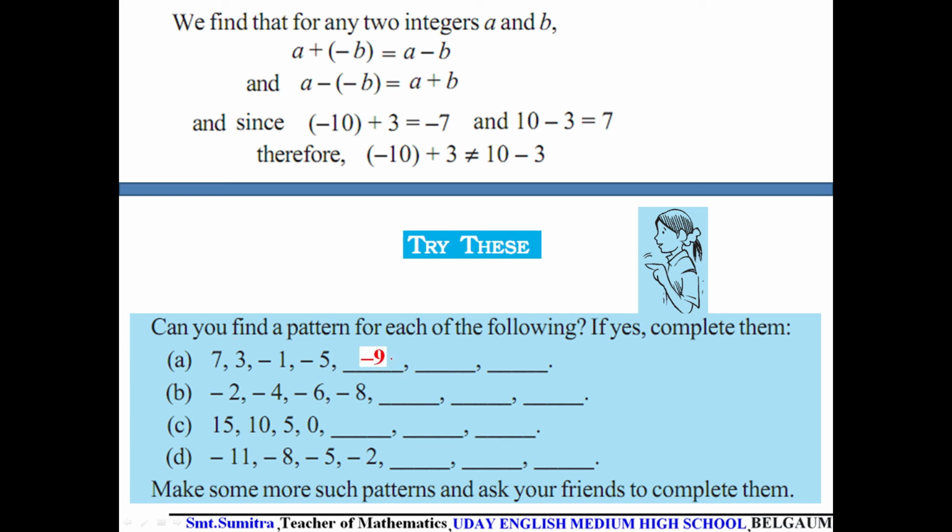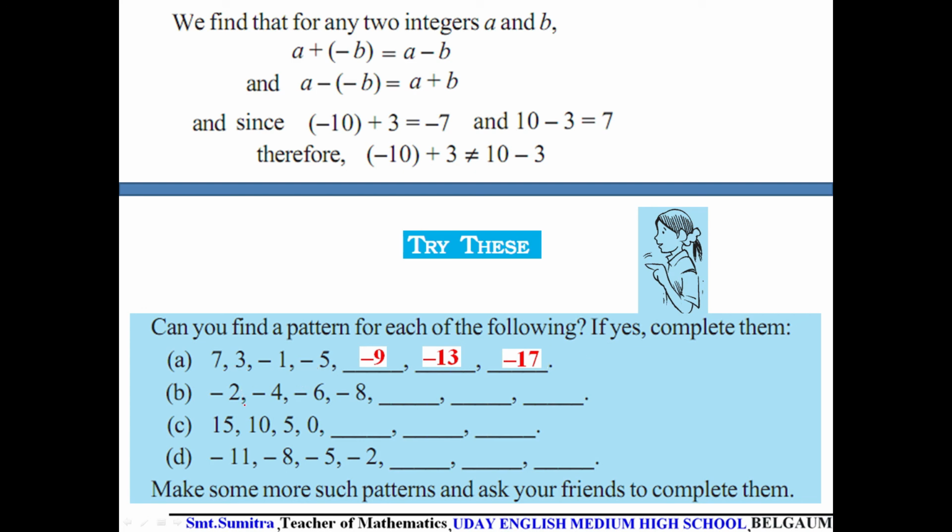Minus 9 minus 4 again. The next number is minus 13. Minus 13 minus 4 again equal to minus 17. You have to find the difference between the numbers. It's easy to write the pattern. Try to answer the next.